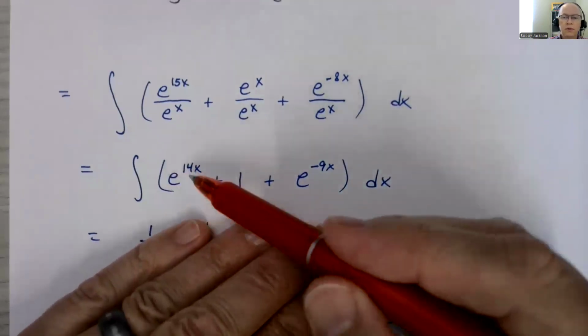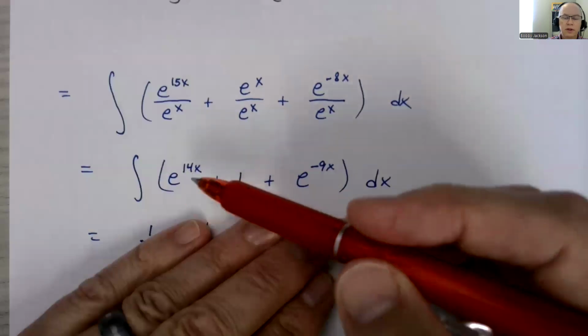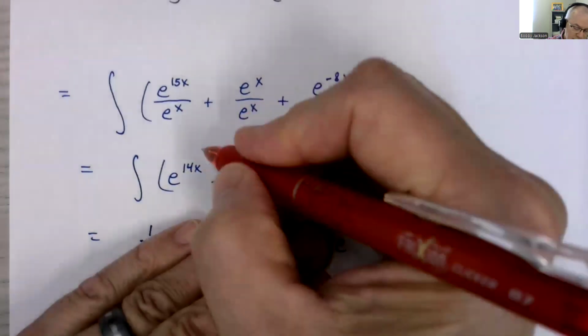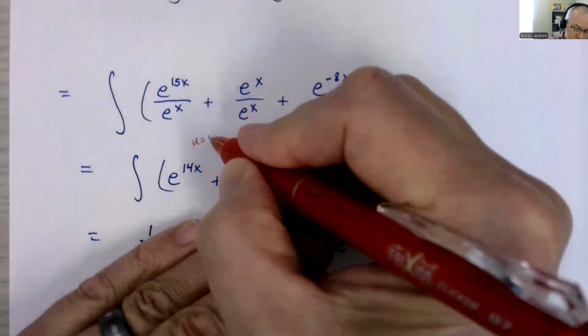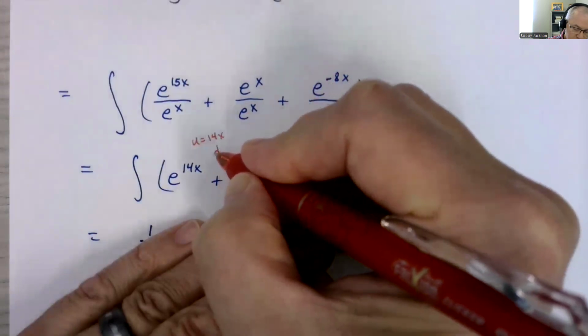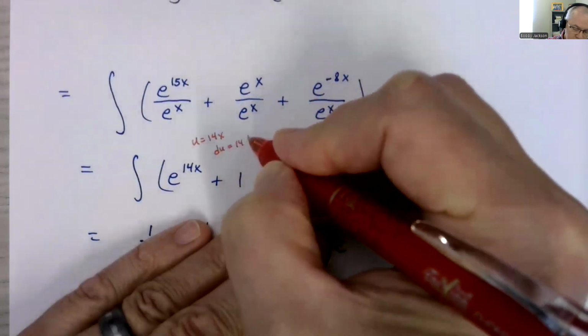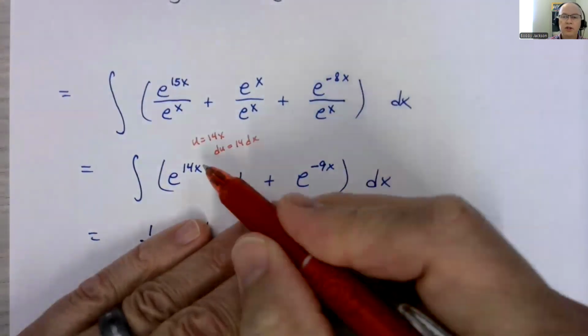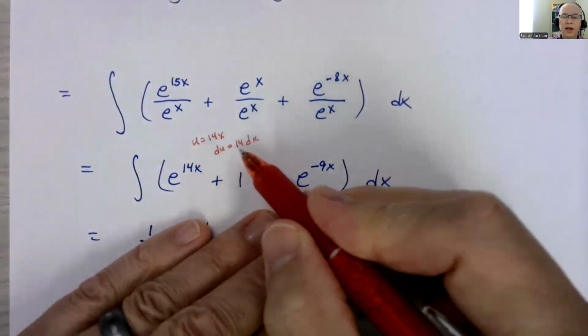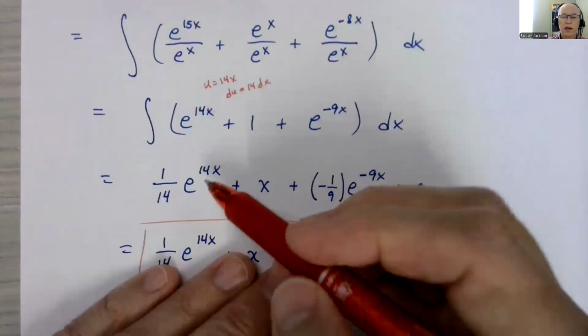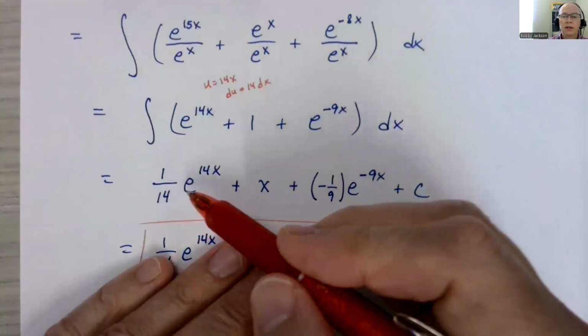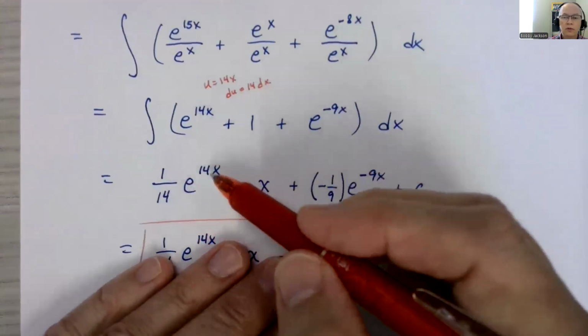So look at e to the 14x. What's the antiderivative? Well, it's a little u substitution. If I let u be equal to 14x, then du is just what? 14 dx, right? The derivative is 14. And so 1/14 du is dx. And this integral we evaluate as 1/14 e to the u, where u is 14x.